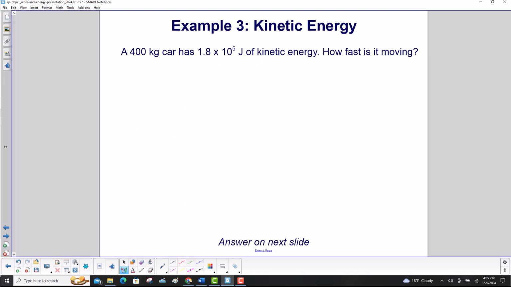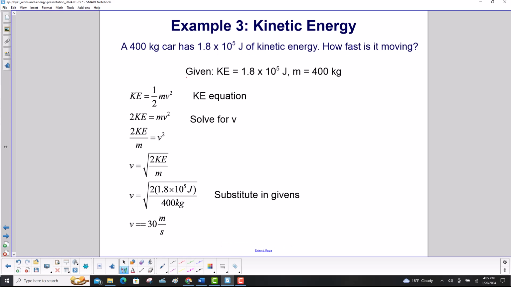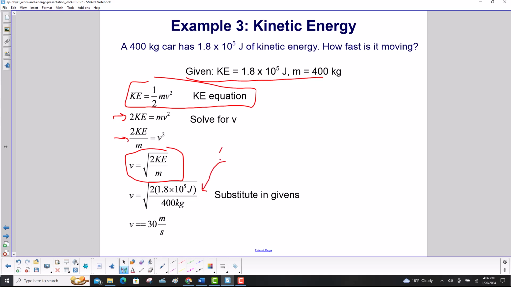A 400 kilogram car has 1.8 times 10 to the 5th joules of kinetic energy. How fast is it moving? Start with the givens and the kinetic energy equation. We need to solve this for velocity, so multiply through by 2, divide through by m, and then make sure you do this step. Velocity is the square root of 2 times the kinetic energy over mass. Put in our numbers. And again, make sure when you do this, the square root sign encloses all those numbers. And what we get is 30 meters per second, which is about 62 miles an hour.